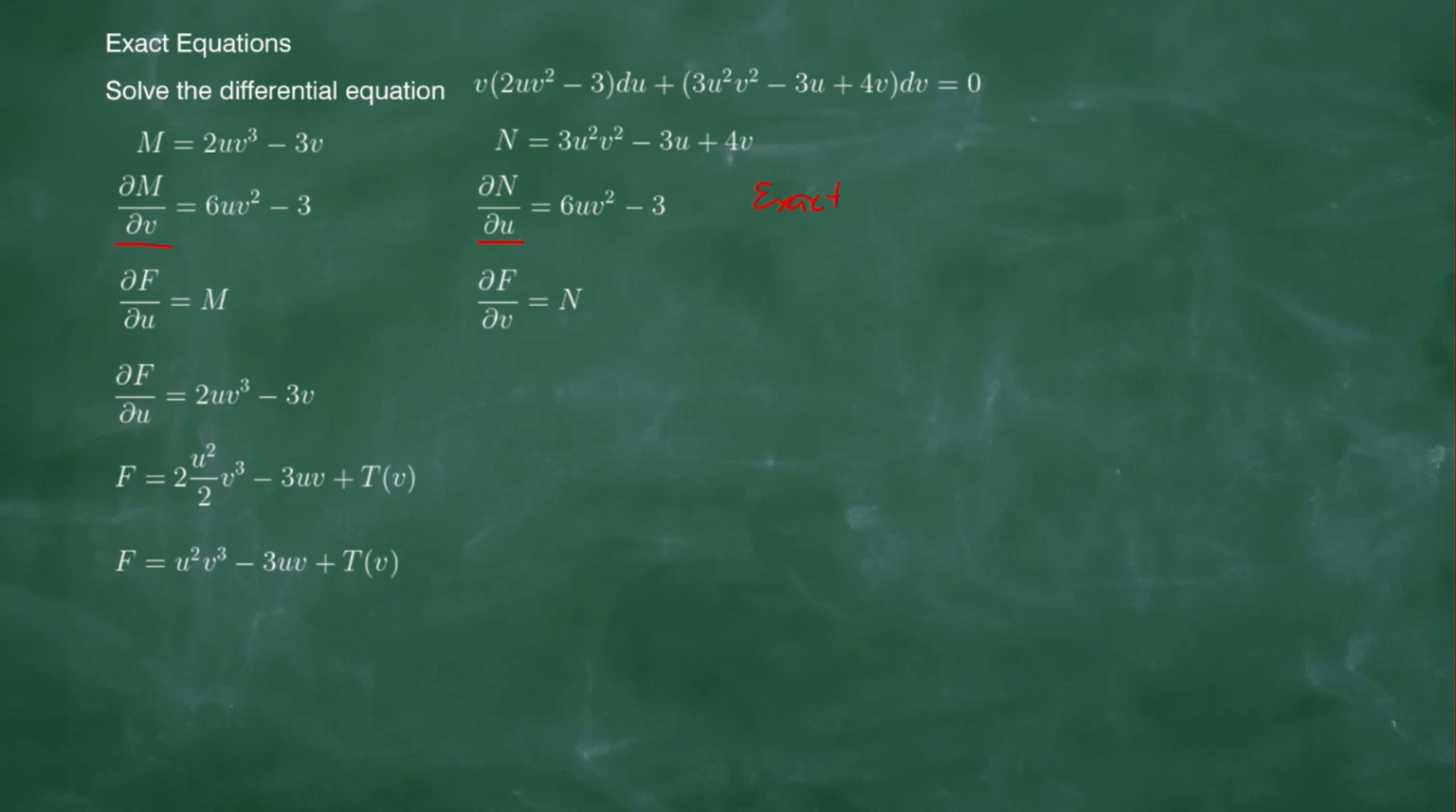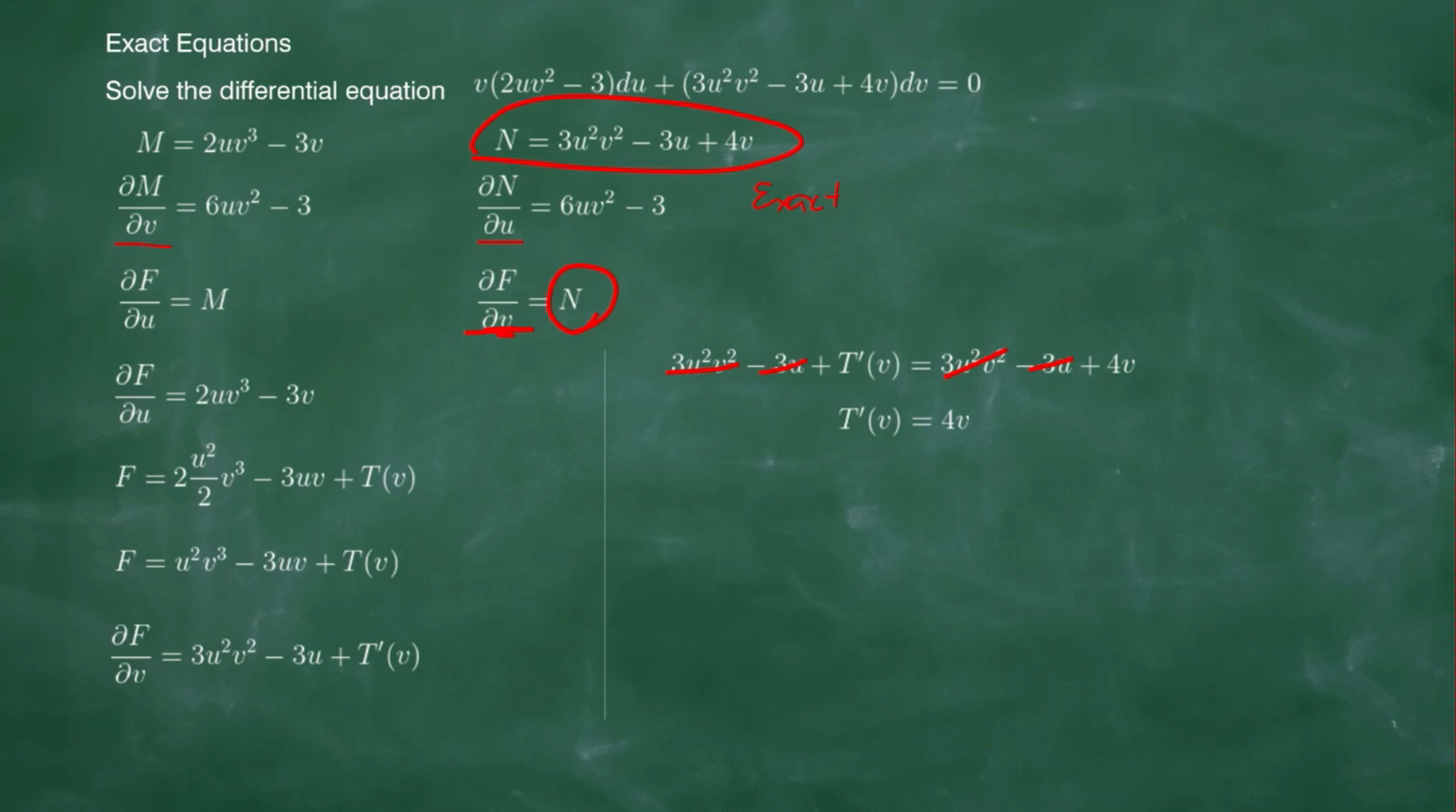Then we get its partial derivative with respect to v so that we can equate this to N. Partial derivative of f with respect to v, considering u as a constant: the derivative of u²v³ is 3u²v², minus the derivative of 3uv, which is minus 3u, plus the derivative of t(v), t′(v). Then we equate this to N. From here we can cancel the first term and the first term here, and also the minus 3u. So we have t′(v) equal to 4v.